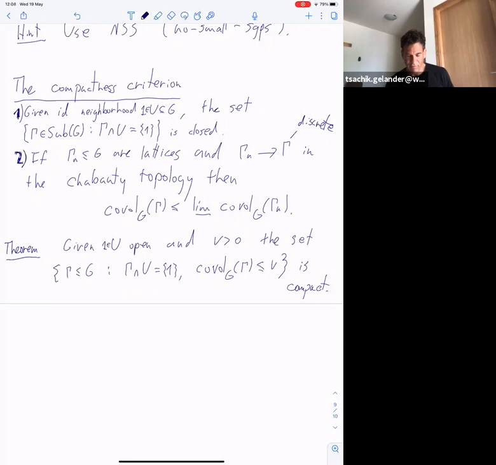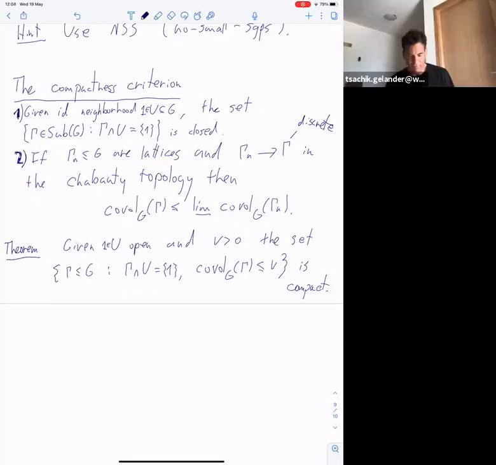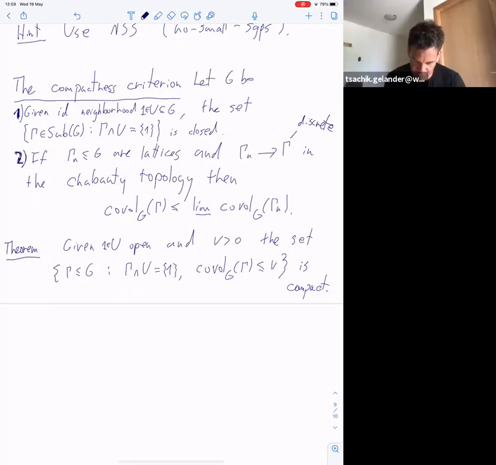So is this true for every locally compact group? Yes, this compactness criterion is true in every locally compact group. So let G be a locally compact group, and then the following is true.